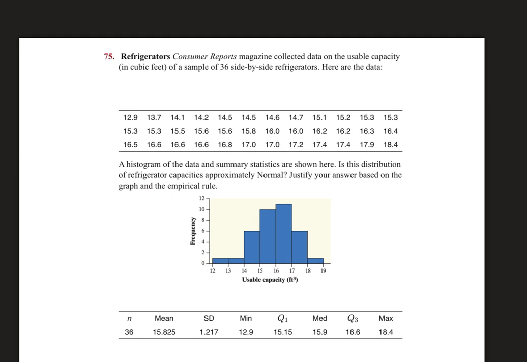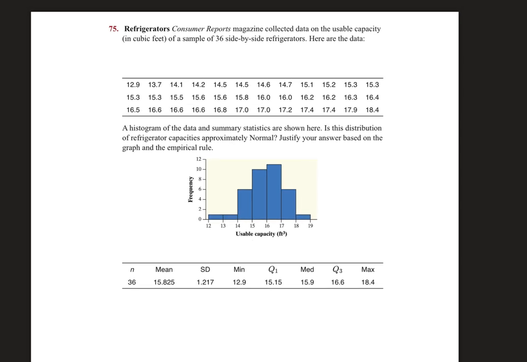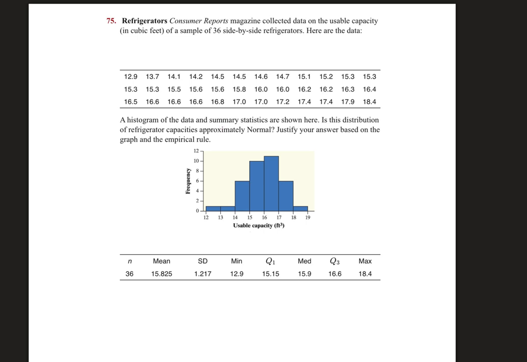Consumer Reports magazine collected data on the usable capacity in cubic feet of a sample of 36 side-by-side refrigerators. Here are the data. These are all usable capacity of refrigerators in cubic feet. A histogram of the data and summary statistics are shown here. Is this distribution of refrigerator capacities approximately normal? Justify your answer based on the graph and then the empirical rule.